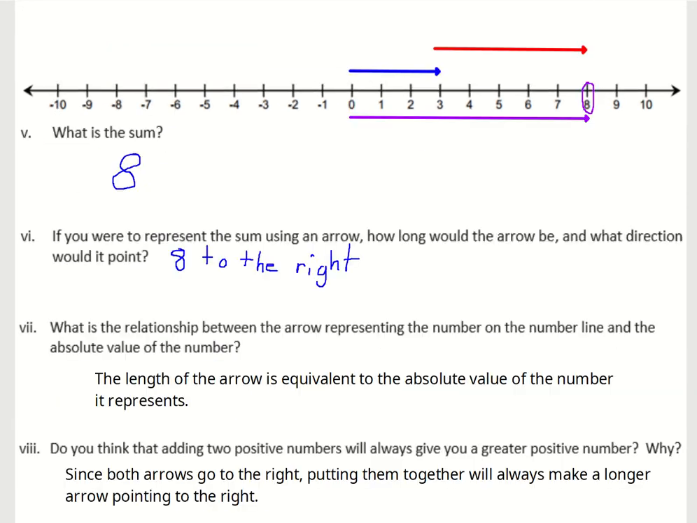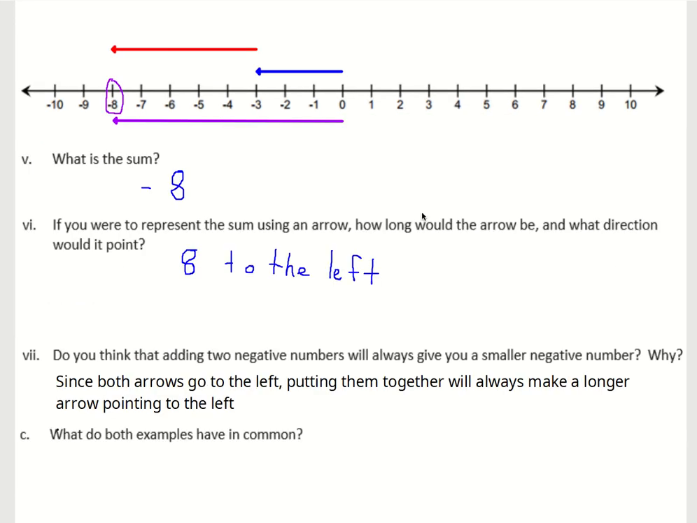For my first example, I had an absolute value that was 3, plus an absolute value that was 5. And when I added them together, I got 8. 3 plus 5 gave me 8. And the absolute value 3 plus the absolute value 5 gave me the absolute value 8. And that should make sense for my positive numbers. But the same happens for my negative numbers.